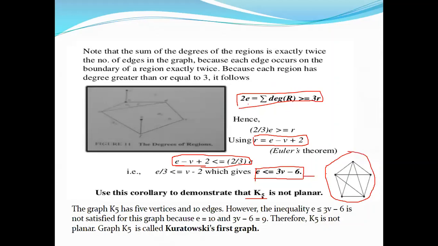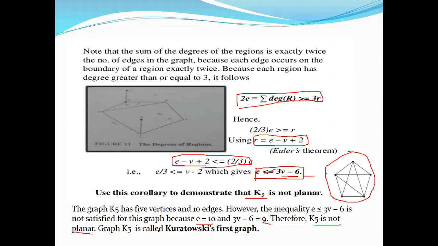For K5, 5 is the number of vertices. And how many edges are there? It is n into n minus 1 by 2, so 5 into 4 by 2, so the number of edges is 10. If I substitute V here, 3V minus 6 comes out to be 9. And then the inequality is 10 is less than or equal to 9. So it is an absurd result. Therefore we can claim that K5 is not planar.